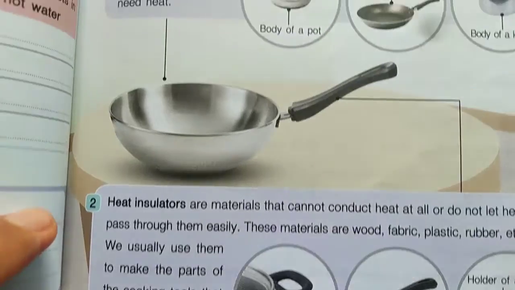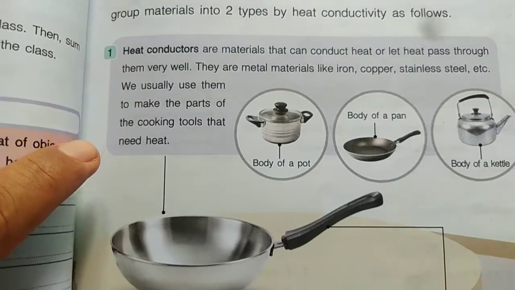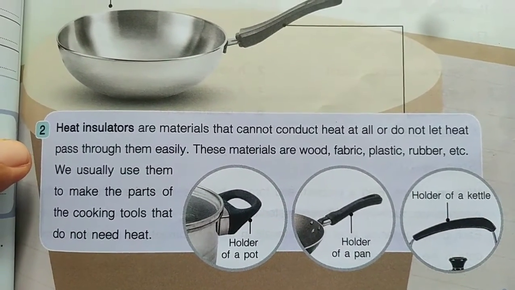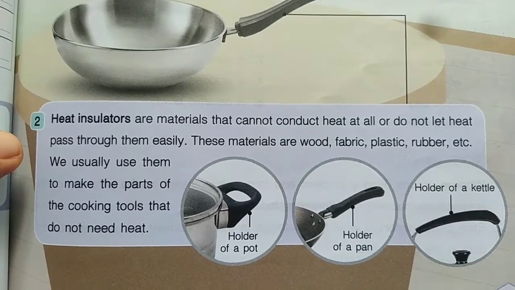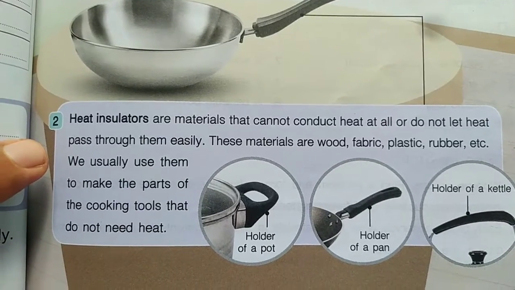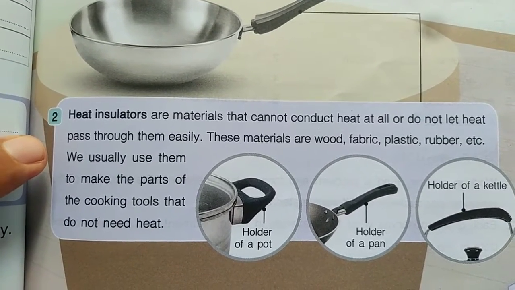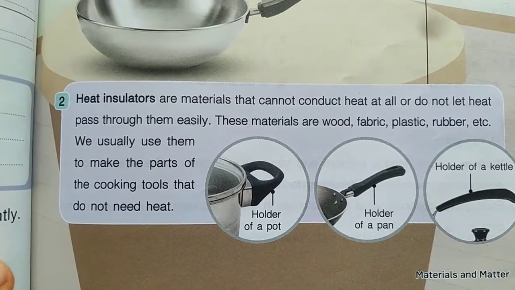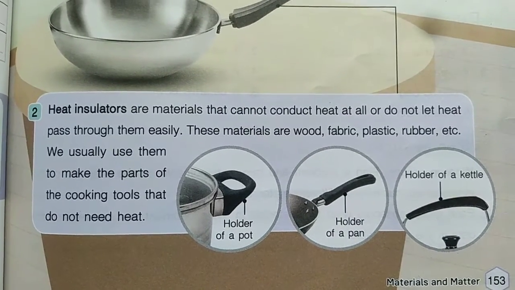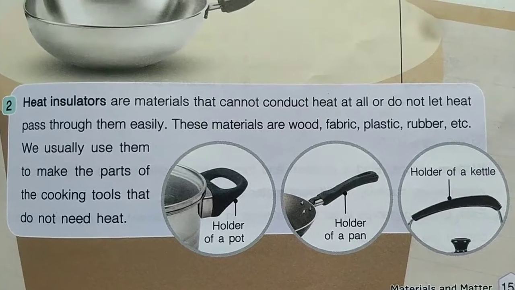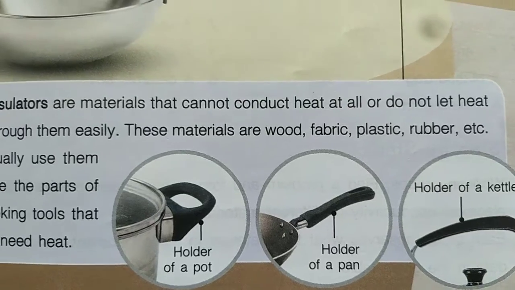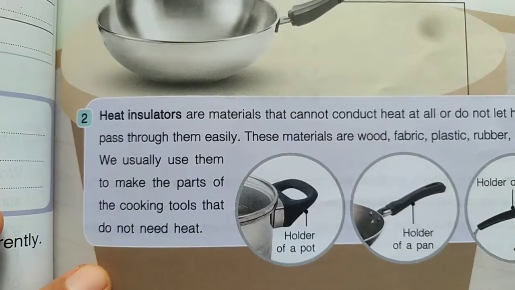Number 2, heat insulators. Remember, heat conductors. And heat insulators are materials that cannot conduct heat at all or do not let heat pass through them easily. These materials are wood, fabric, plastic, rubber, etc. We usually use them to make the parts of the cooking tools that do not need heat. Alright, you have the holder of a pot, holder of a pan, and holder of a kettle. Those are heat insulators.